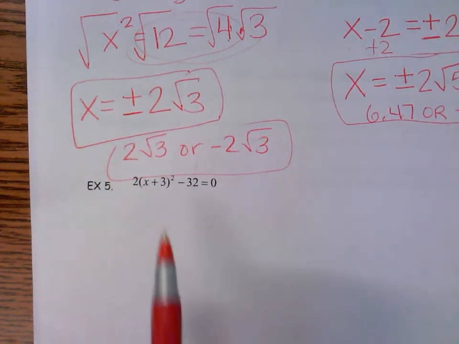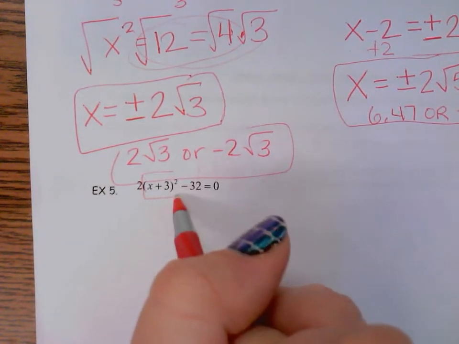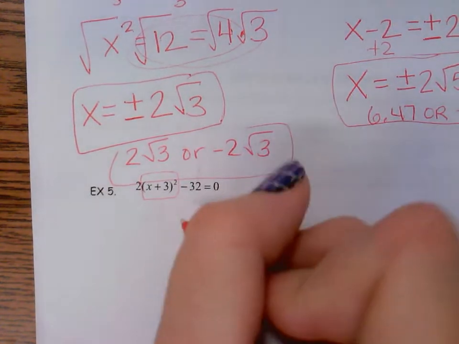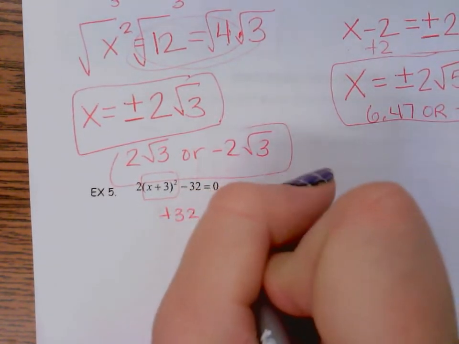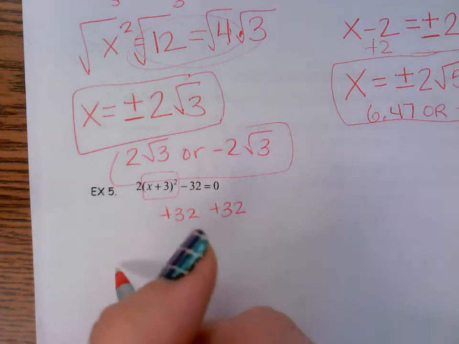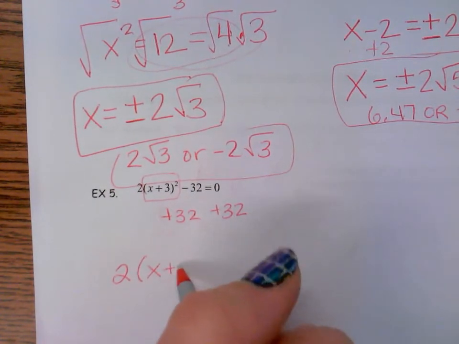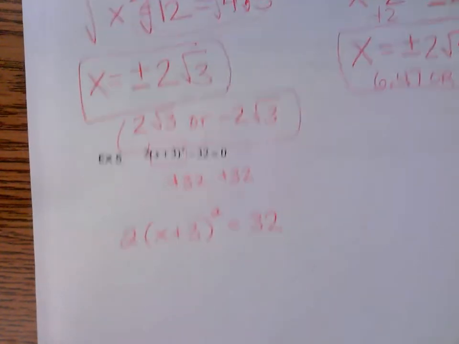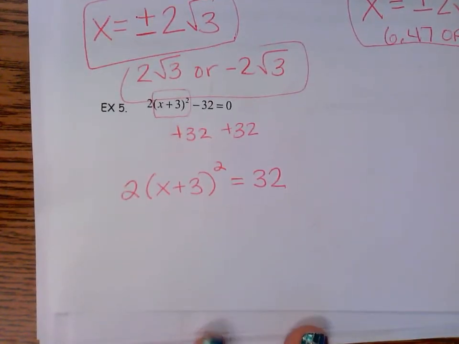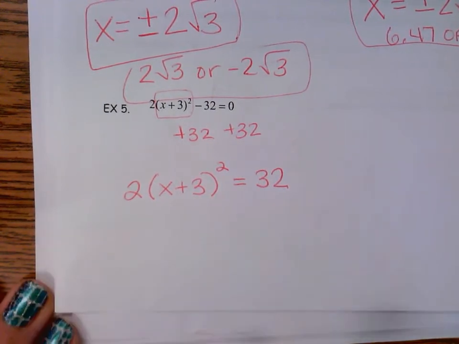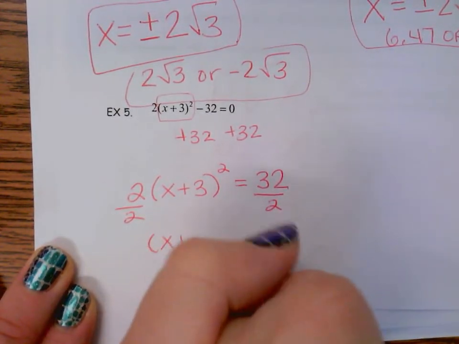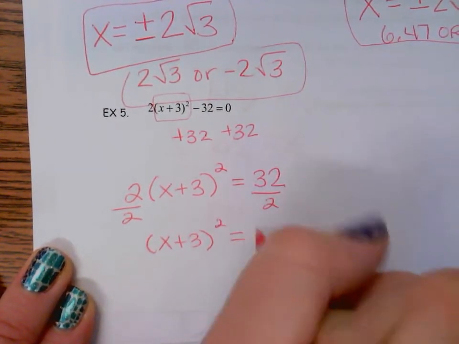What would be the first step? I'm going to get x plus 3 squared by itself. So what would you do first? Add 32 to the other side. So now I have 2(x plus 3) squared equals 32. Yep, so your second step would be to divide the problem through by 2. So you'd have (x plus 3) squared equals 16.